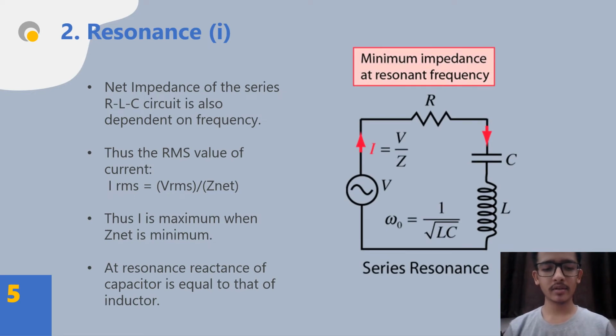And at resonance, the reactance of the capacitor is equal to that of the inductor. So this is the main criterion for RLC resonance, where the net impedance is purely real and there is no imaginary component. And we will see the derivation of this omega naught in the next slide.